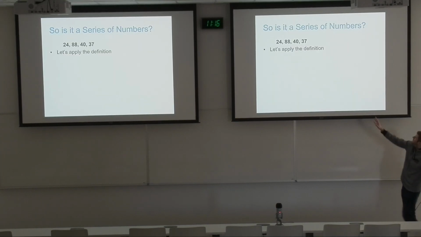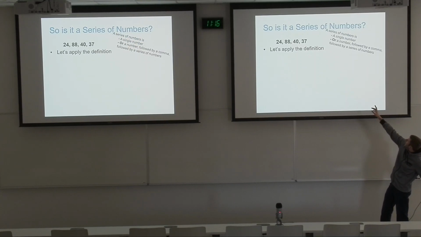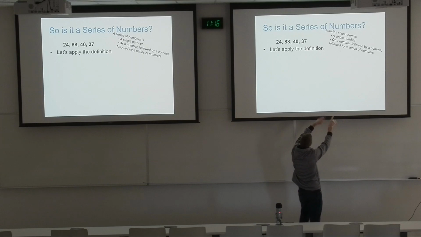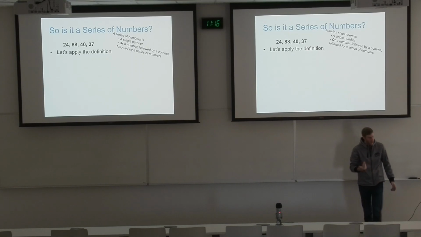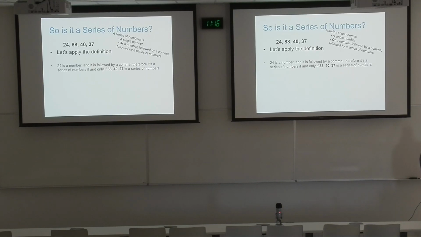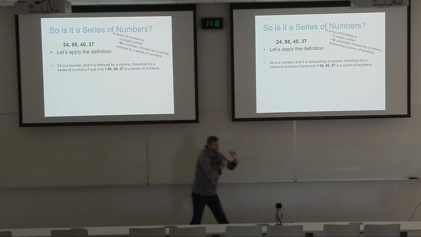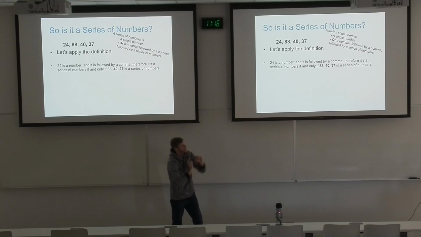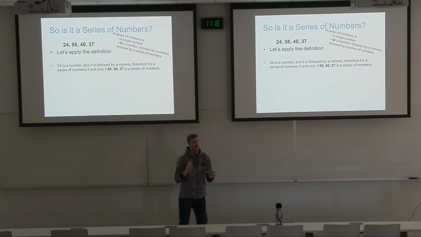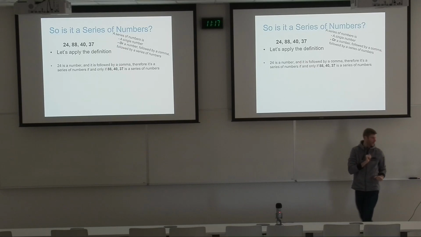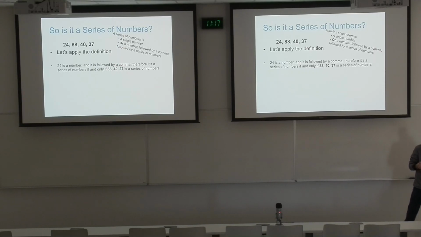Well, let's apply the definition. A series of numbers is a single number or a number followed by a comma followed by a series of numbers. I clearly don't have a single number here, so I'm going to have to do a little more digging. 24 is a number, and it's followed by a comma. Therefore, it's a series of numbers if and only if 88, 40, and 37 is a series of numbers. I only know if I've got a series of numbers if the remaining bits are a series of numbers. This is like the recursive step.